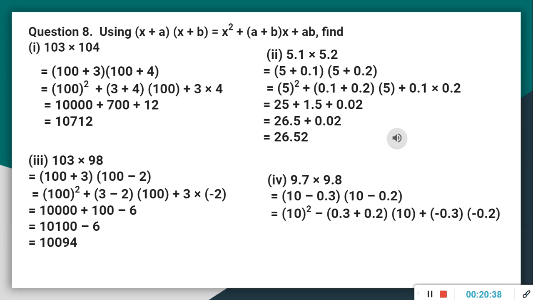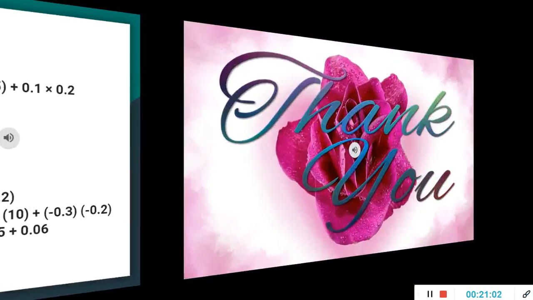So 10 square is 100. 3 plus 2, 5, means 0.5 into 10. So point will move right side. So 5. So minus 5 plus, minus into minus is plus, 3 2 are 6. 2 place decimal. So 0.06. So 100 minus 5, that is 95 plus 0.06 is equal to 95.06. Okay.